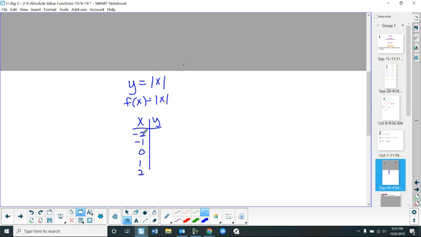So what's the absolute value of -2? Because you just plug it in. Absolute value of -2 is 2. Absolute value of -1 is 1. Absolute value of 0 is 0. Absolute value of 1 is 1. Absolute value of 2 is 2.